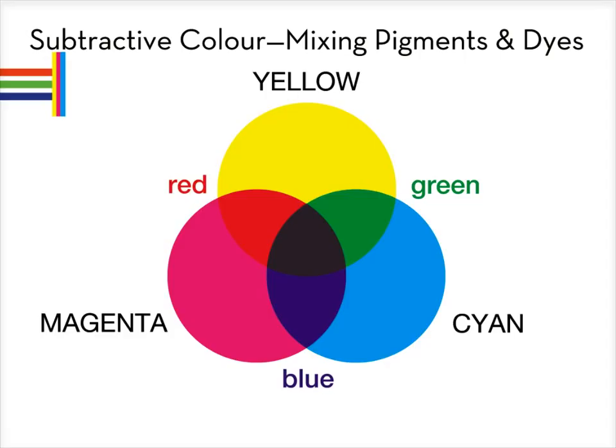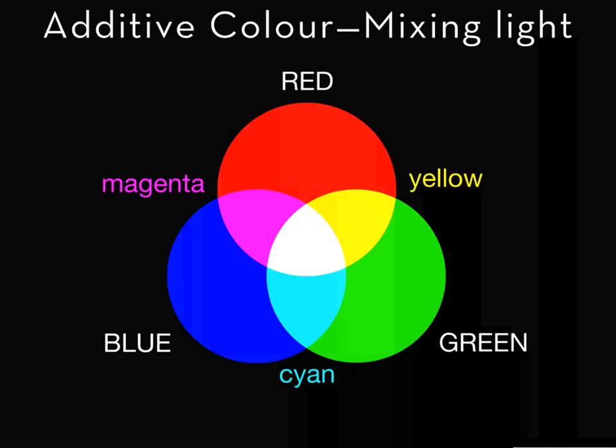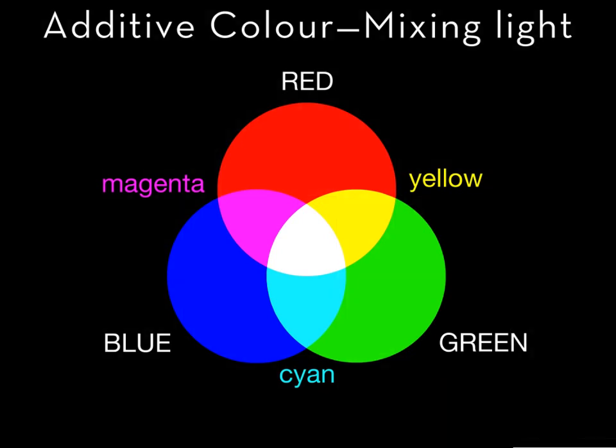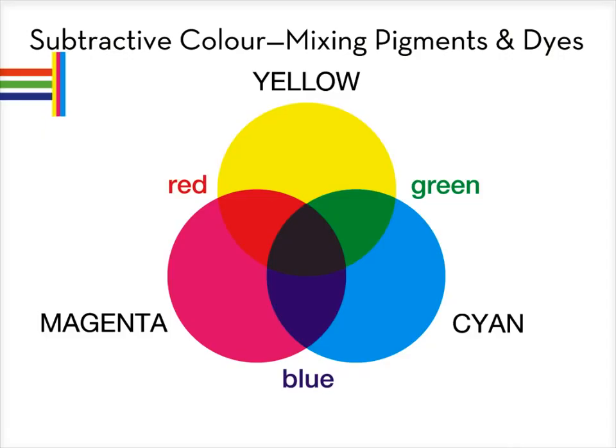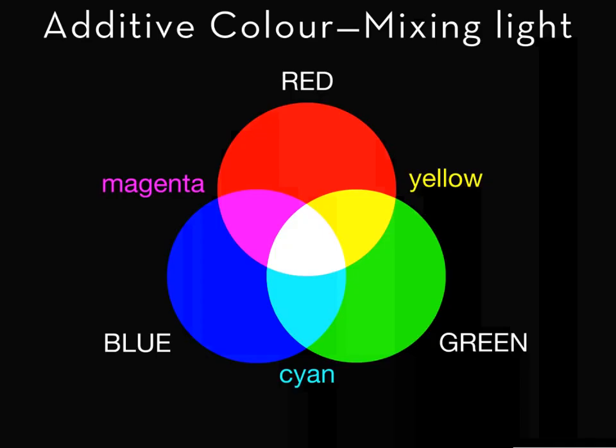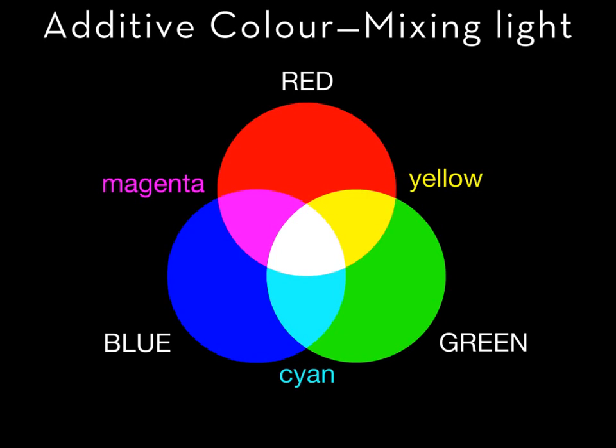Notice that the secondary colors derived from mixing any 2 of the primary subtractive colors are the same as the additive primary colors. Red, blue, and green are additive primary colors. Red, blue, and green are secondary subtractive colors. Yellow, magenta, and cyan are primary subtractive colors. Magenta, yellow, and cyan are secondary additive colors.